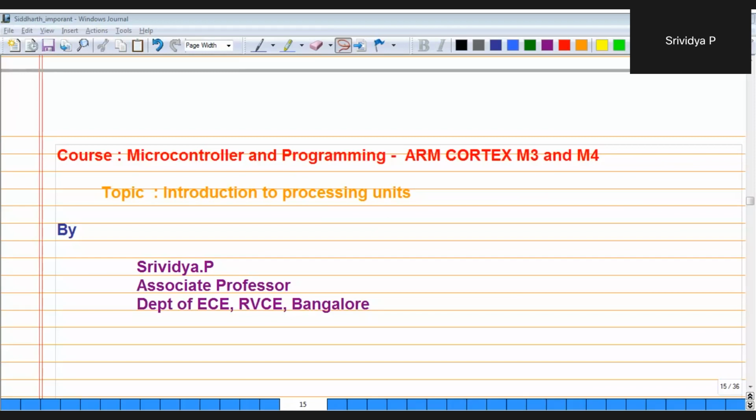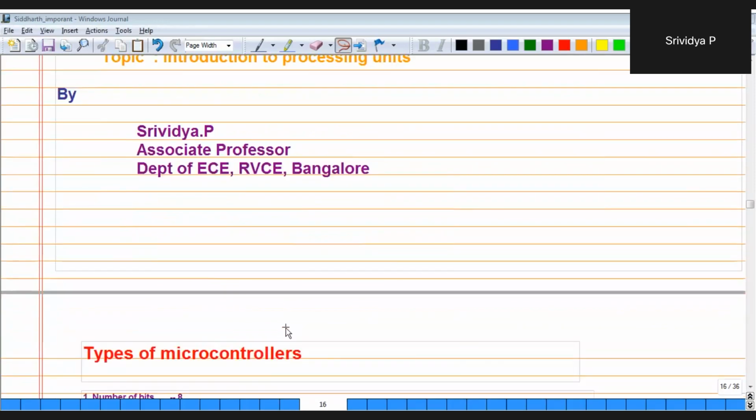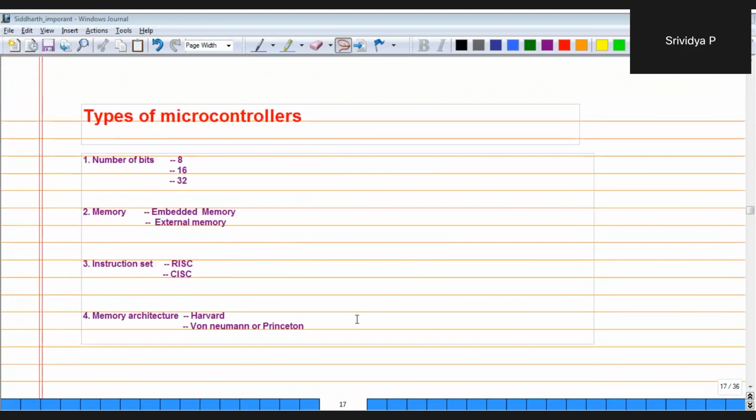Welcome back. In this video, we will be studying about types of microcontrollers. Microcontrollers are classified based on number of internal buses in a microcontroller unit, based on memory, based on the instruction set, and based on the memory architecture. Apart from these, microcontrollers can also be classified based on IC chip or VLSI core. When I say VLSI core, it can be either VHDL or Verilog.